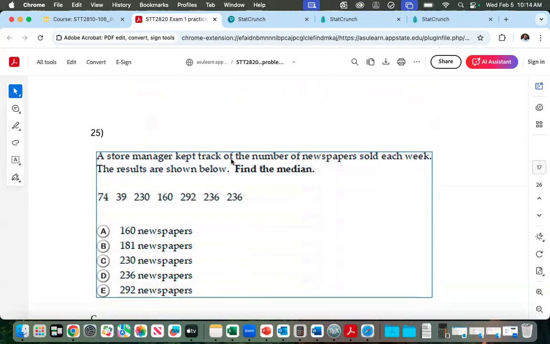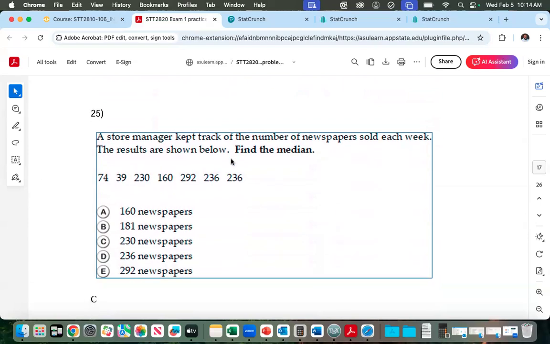to 25. So 25, we have these numbers. We are told that a store manager kept track of the number of newspapers sold each week. And since we have these numbers, we are asked to compute the median. So straight away, go input these numbers, do them by yourself, because on the exam day, you are going to do them by yourself. So try to open your StatCrunch, input these numbers, and then find the median.